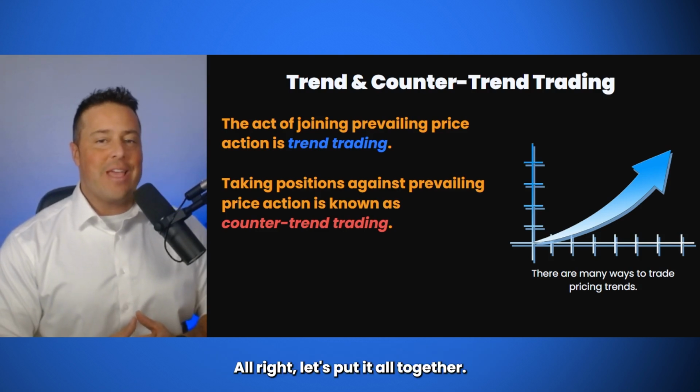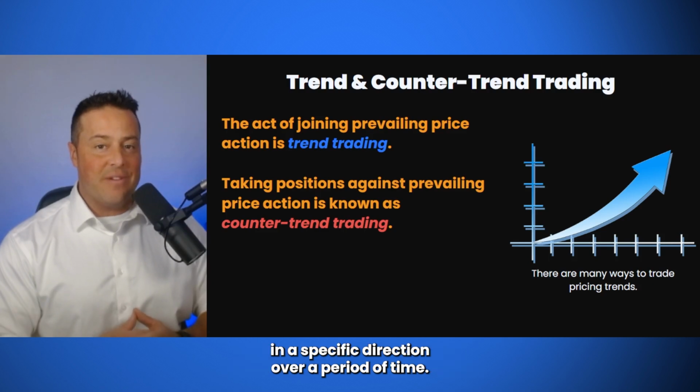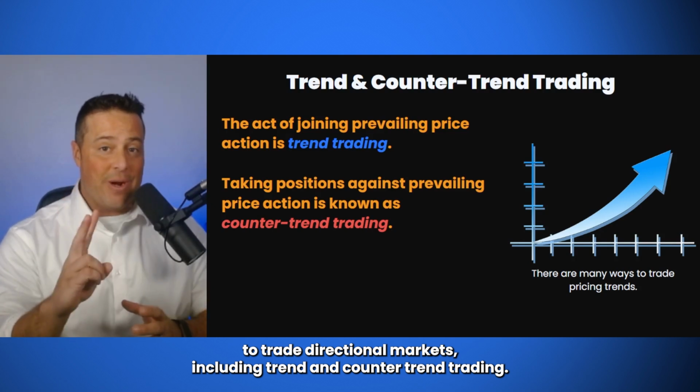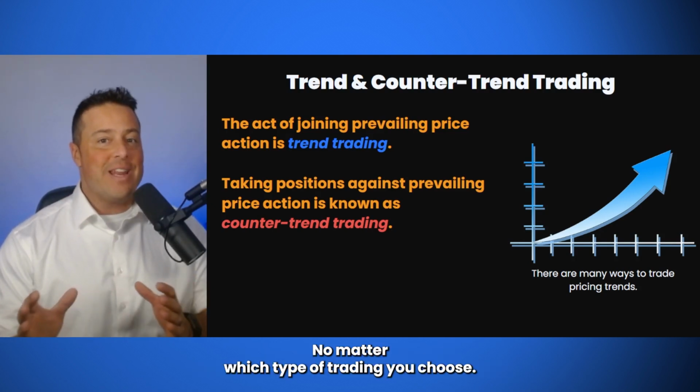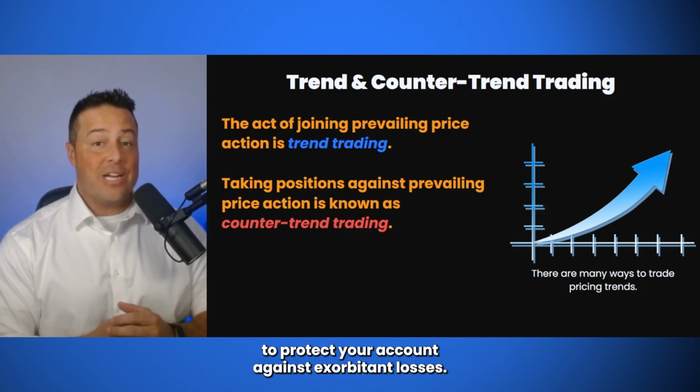All right, let's put it all together. A trending market is a market where the price of an asset moves in a specific direction over a period of time. There are several ways to trade directional markets, including trend and counter-trend trading. No matter which type of trading you choose, it's imperative that you employ risk management techniques to protect your account against exorbitant losses.